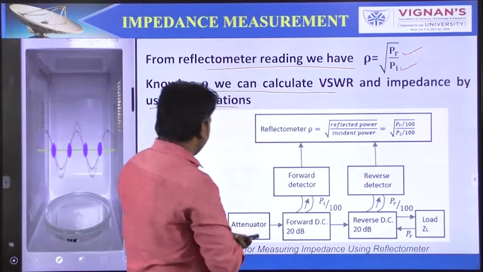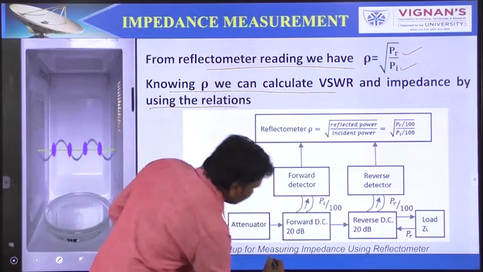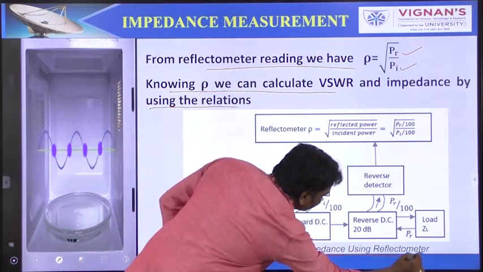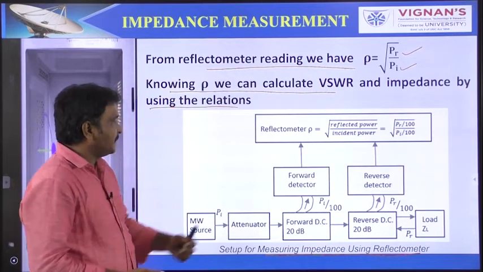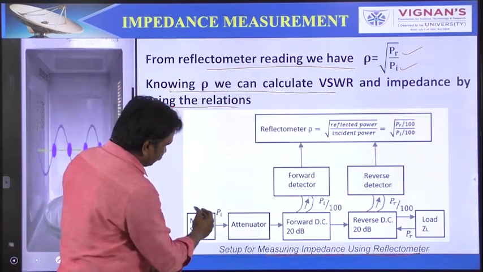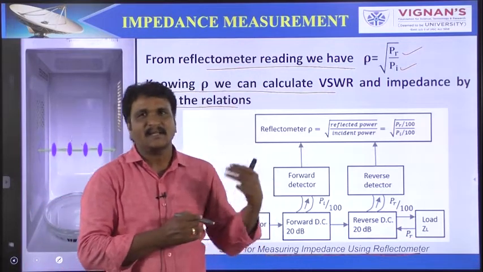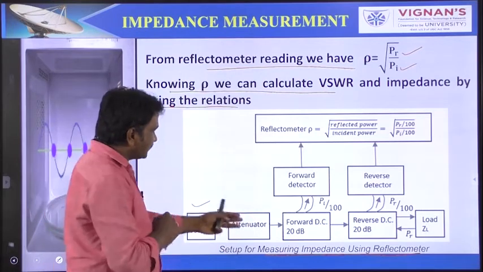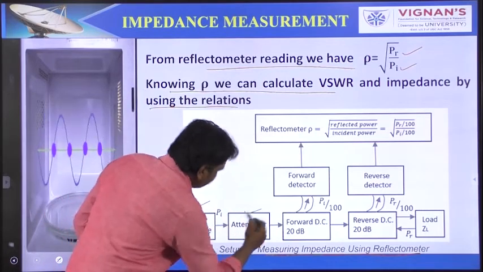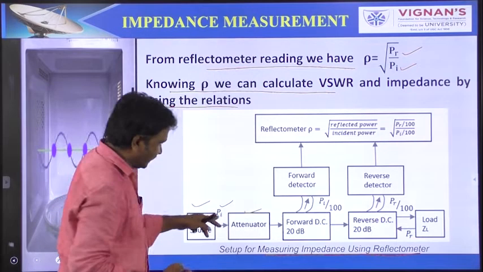This is our block diagram for measuring impedance using the reflectometer. Let us see it one by one. Here there is a microwave source, which is a combination of the Klystron power supply and the Klystron mount with tube. After that there is an attenuator. This microwave power generates the input power, that is Pi.